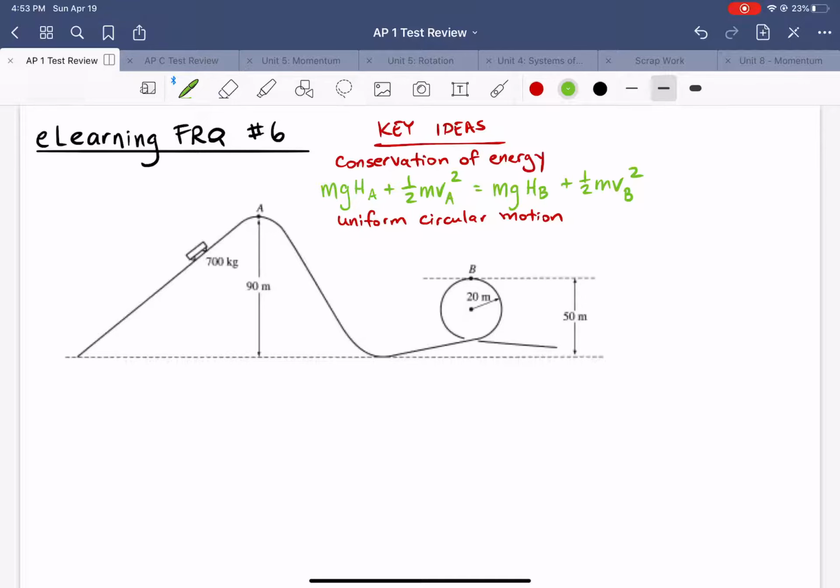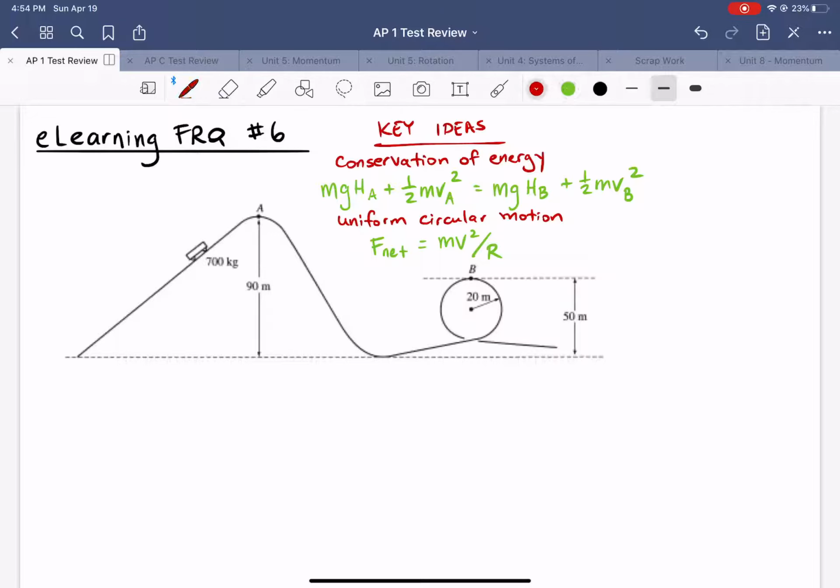The other idea here is uniform circular motion. Technically, when the cart goes through this vertical loop, it is not undergoing uniform circular motion because the speed does change. But at the instant when it's at the top of the loop, we can still use one of the results relevant to uniform circular motion, which is that an object traveling in a circular path will experience a force directed towards the center of that path. That's what we call the centripetal force. And if it's undergoing uniform circular motion, then the net force will be that centripetal force, which is the mass of the object times v squared divided by r.